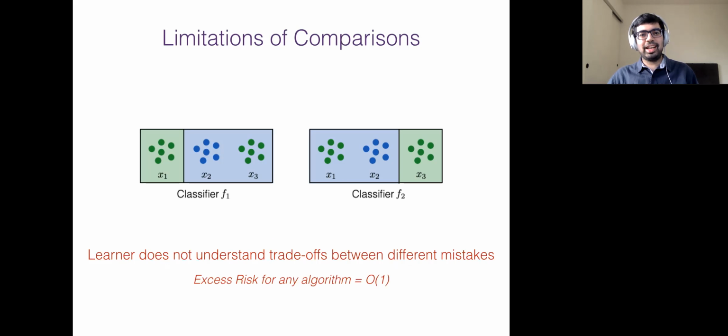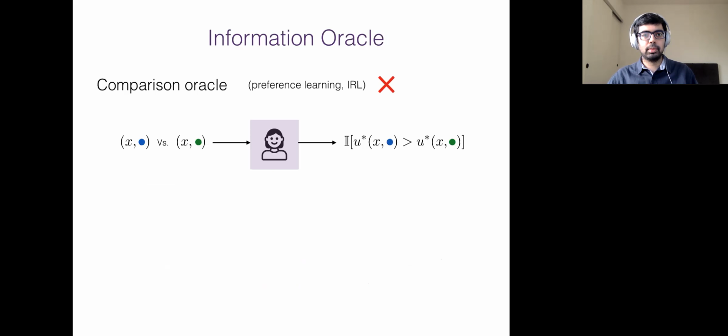Indeed, no learner can understand the precise trade-offs between the different mistakes, and one can actually show a strong statement which says that any algorithm will suffer an excess risk which will be order 1. Thus, this comparison oracle, while being easy to implement on the human side, is actually information theoretically limited.